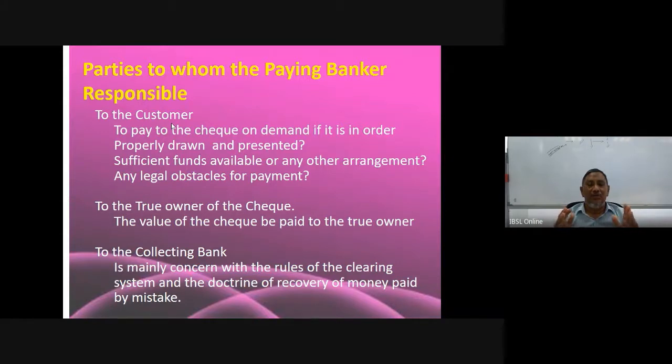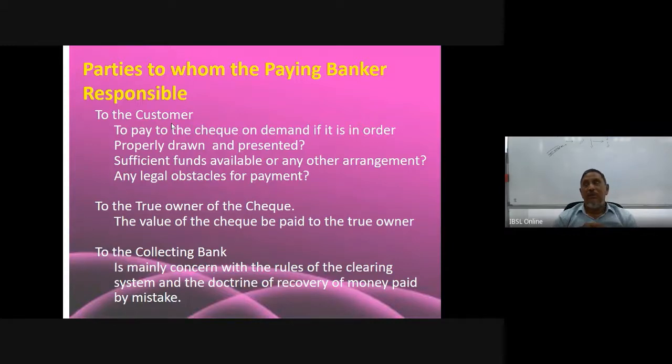Date, payee. If the payee is not there, it's a cash cheque. A cash cheque should be a bearer cheque, it cannot be an order cheque, right? And it must be presented to the clearing system correctly and collected by the clearing system. And sufficient funds must be available, or any other arrangement. This is very, very important to understand as a legal requirement.